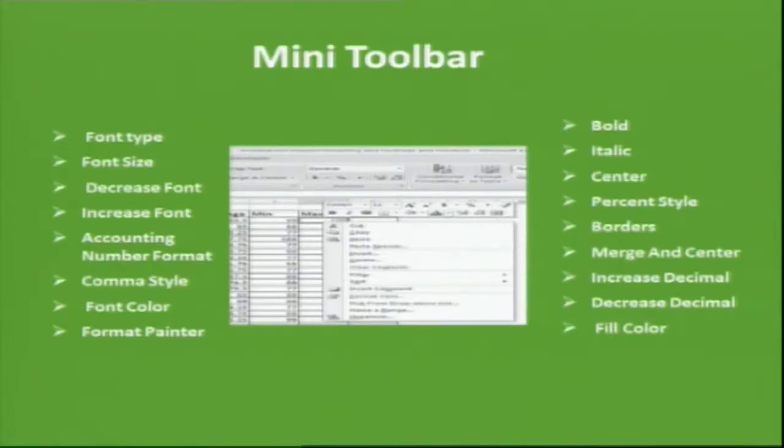The format painter option we will be discussing later in the session. I will just give you brief information that format painter will help us to copy the formatting which we have applied to the particular text. And the bold option will make the content bold, the italic will make the content italicized, the center alignment option will align the content in the center of the particular cell. Then percent style, that symbol will be inserted in the data. The borders will give you the option for applying the borders to the particular cell or range of cells.